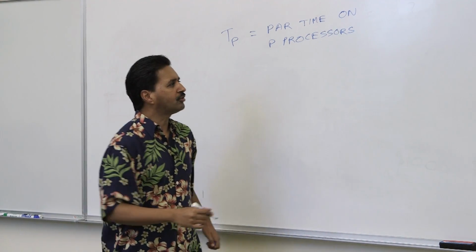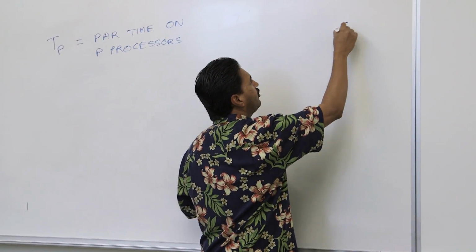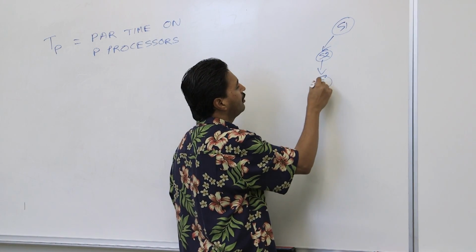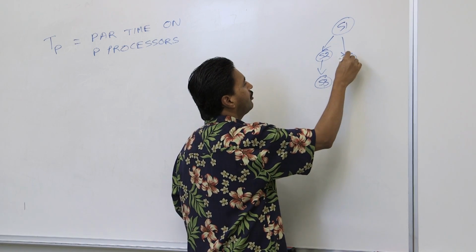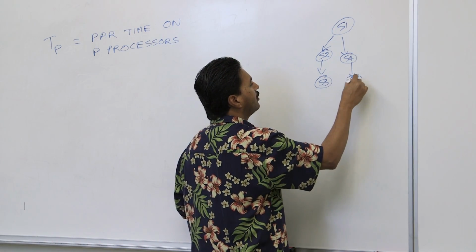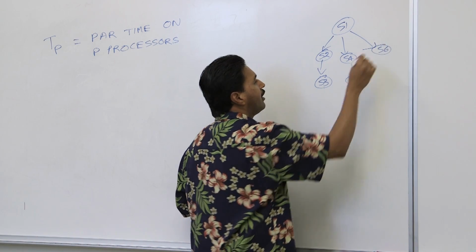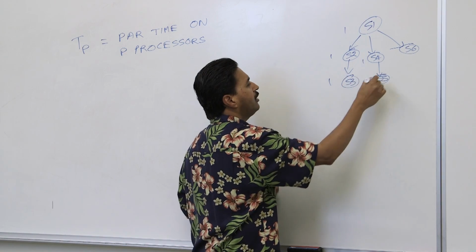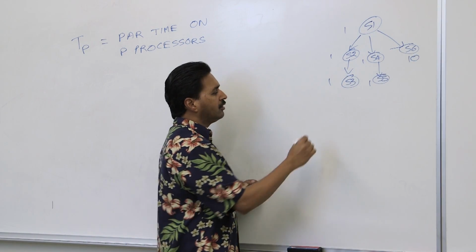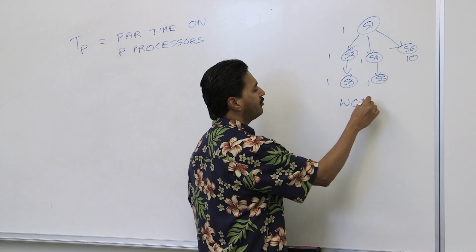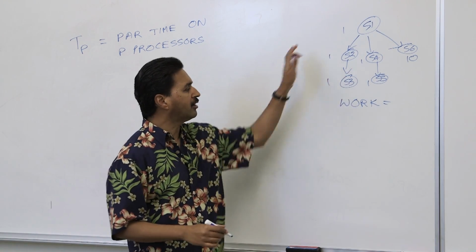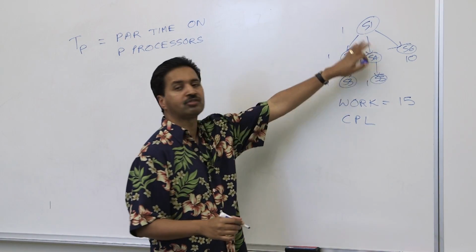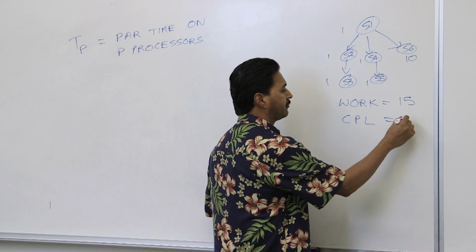As an example, let's go back to a computation graph you had seen earlier with S1, S2, S3, S4, S5, S6, and give these execution times. So we have 1, 1, 1, 1, 1, and 10. And what we had seen earlier was that the amount of work in this graph adds up to 15, adding up all the times. And the critical path length, the longest path, is from S1 to S6, so that's 11.